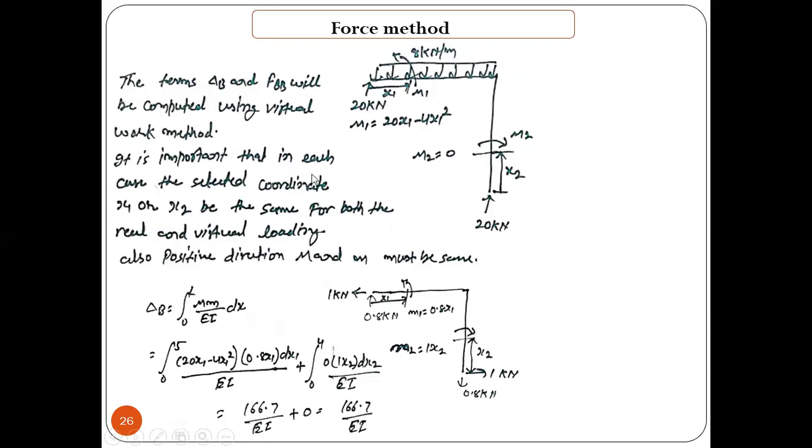It is important that in each case the selected coordinate x1 or x2 be the same for both real and virtual loading. Real loading is the load which is actually acting, and virtual loading is the unit load that we apply in the direction in which the deflection is taking place. So the positive direction of M and m must be the same. You need to verify in which direction you are applying it.